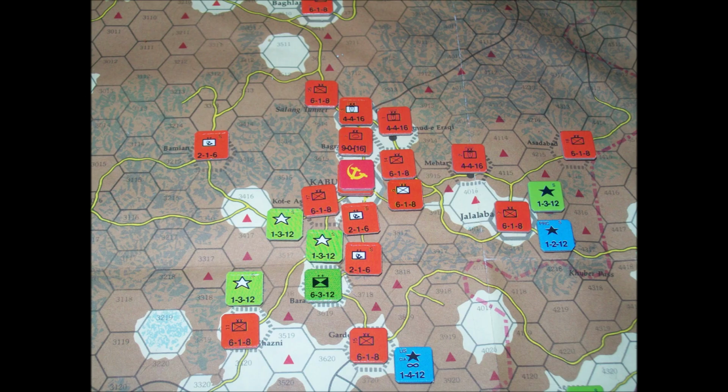Then the Soviet Combined Arms Division in Herat is attacked by the resistance, and they use the guerrilla table, and the Soviet 108th Combined Arms Division is destroyed by attrition, and this leaves the city of Herat to the rebels. So this was not a failed turn for the resistance player.